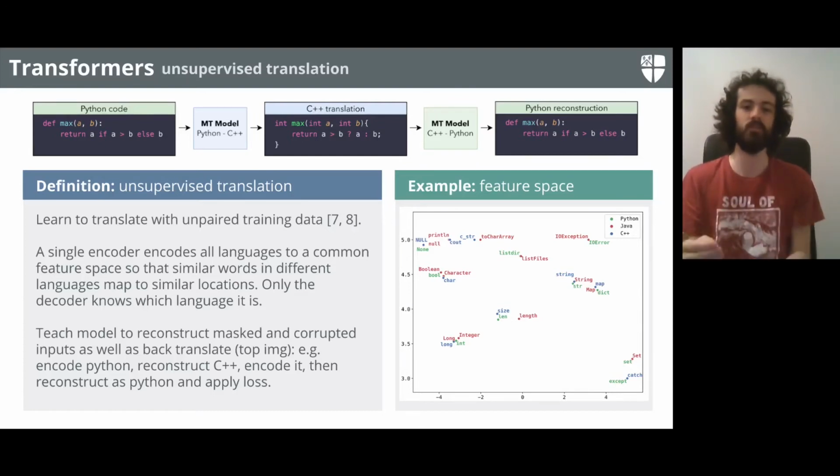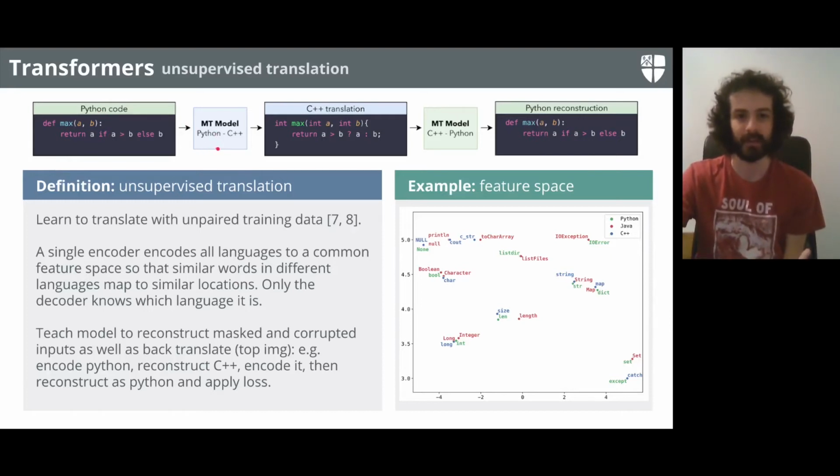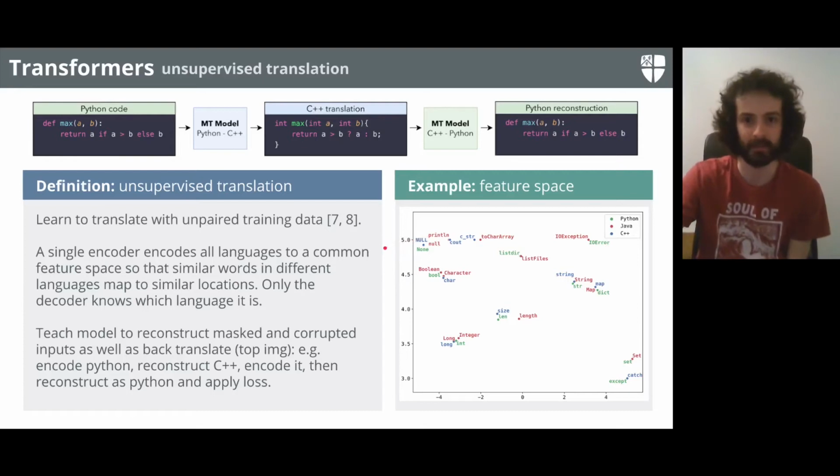And they do a few different tricks, such as corrupting the inputs to really encourage it to go to the same space, and also back translation, which is going on at the top. So they encode Python code, reconstruct C++ code, then encode the C++ code and reconstruct it as Python, and you can compute the loss between what we get out and what we had at the start, and it's called that cycle consistency loss, which is kind of similar. And we can see whether it works by looking at the feature space of characters, and they do actually point to quite similar spaces, so it's quite a cool different method, but it only works because the languages are quite similar. If you think something like English to Chinese translation, you've got no chance.